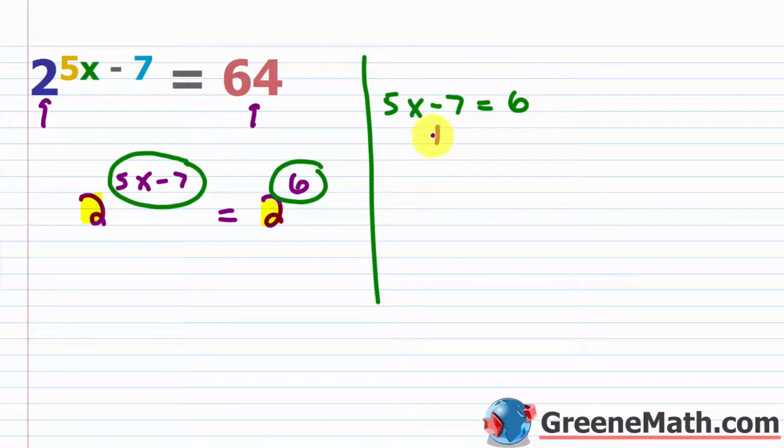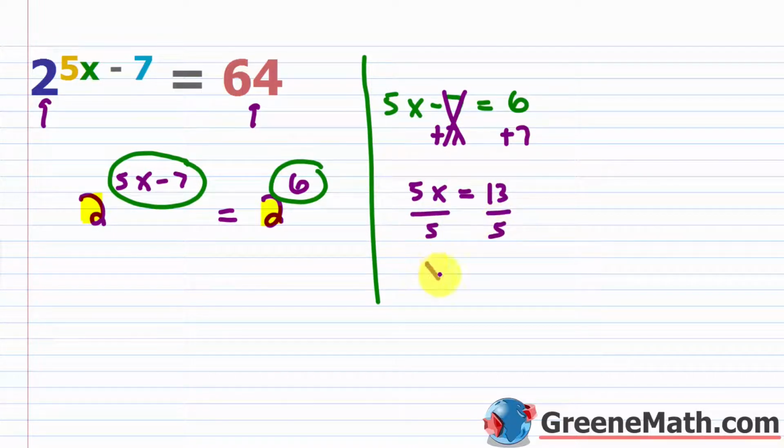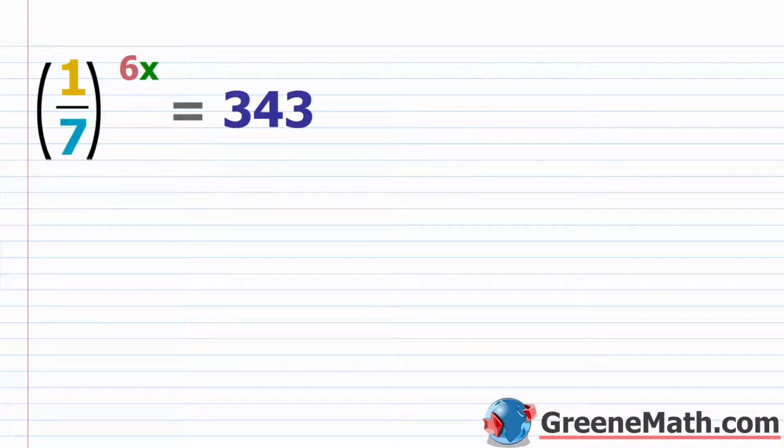We're just going to add 7 to both sides of the equation. And of course, this is going to cancel, and I'll have 5x is equal to 13. Divide both sides by 5, and you get x is equal to 13/5. All right, so let's go ahead and look at another one.